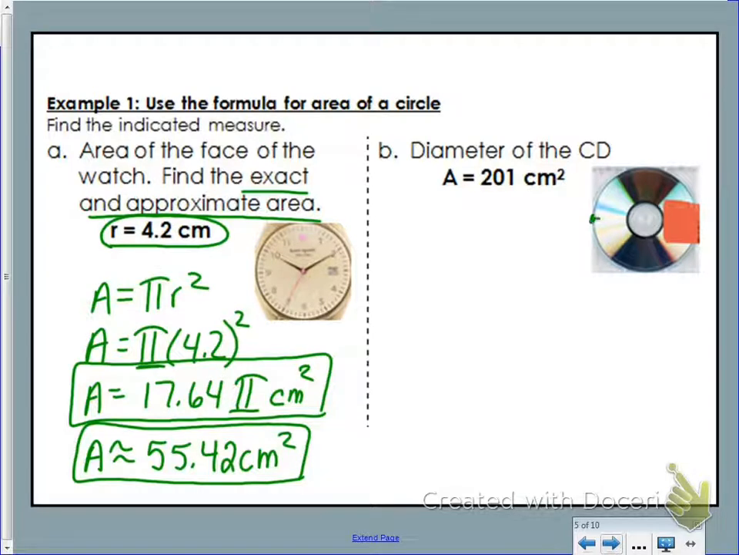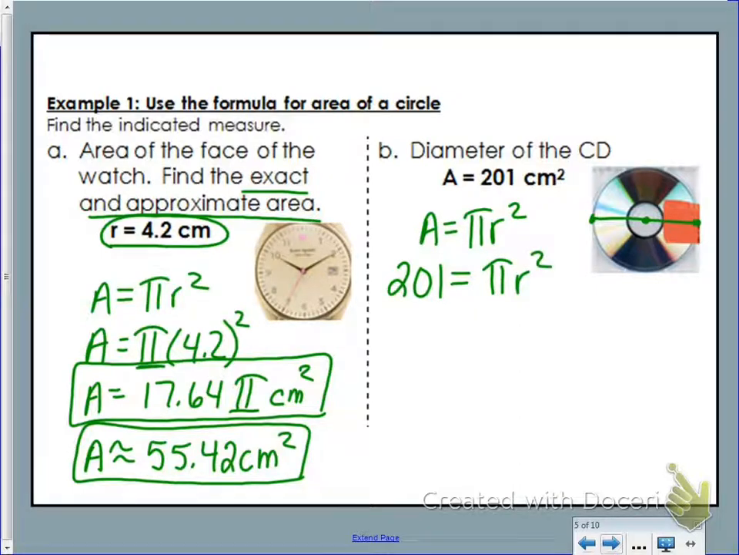So keep in mind diameter is the distance through the center of the circle, and it's double the radius. We're given here that the area is 201 centimeters squared. So area equals pi times the radius squared. Well, in this case, our known amount is the area. So 201 is equal to pi r squared. Keep in mind when we're solving the equation, we're going to eliminate the coefficient of r squared first. So we start by dividing by pi.